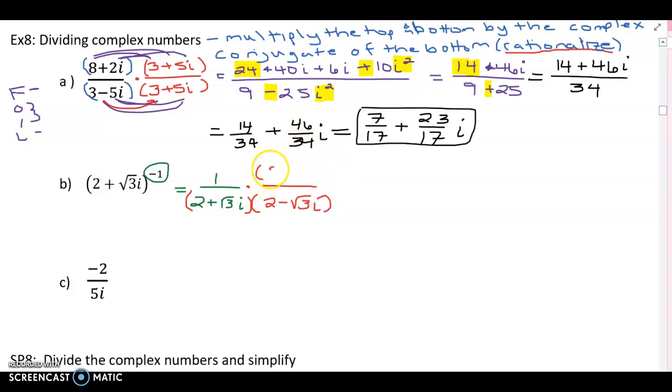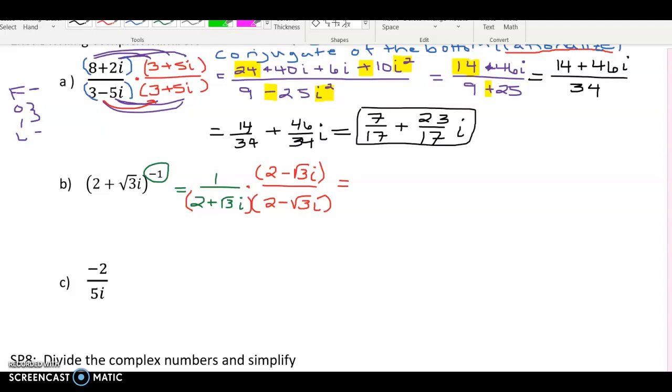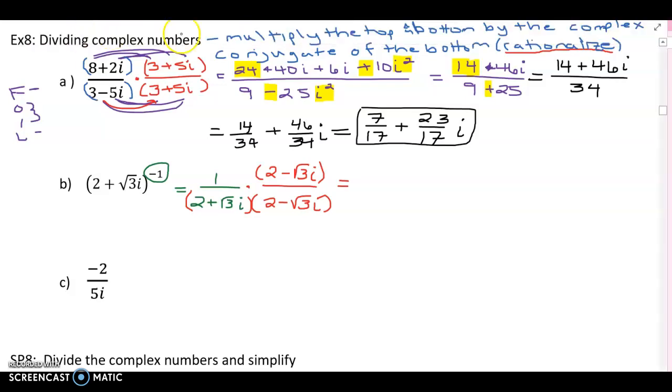Don't like when it drags like that. 2 minus radical 3i. There we go. Now 1 times that is just itself. On the bottom, we can kind of shortcut. Because 1 is plus and 1 is minus, the inside outside are going to zero out. So we can do first and we can do last.